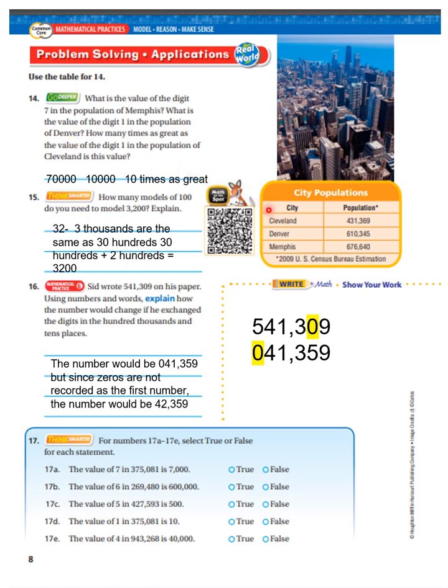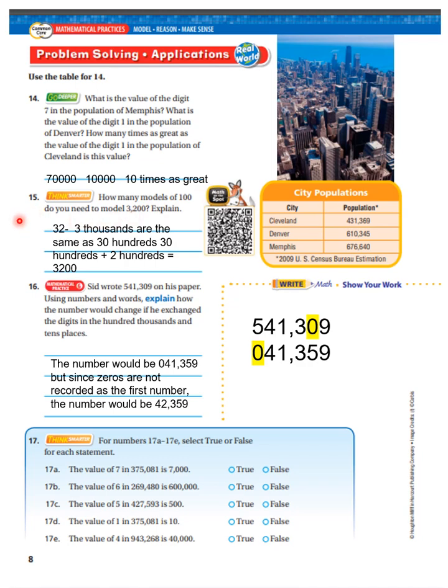It says, what is the value of the digit 1 in the population of Denver? Let's look at Denver. Let's look at the 1. What is that? 10,000. All right. It says the next part, how many times as great as the value of the digit 1 in the population of Cleveland is the value? Well, let's look at Cleveland. 1. It is 10 times as great. Okay? Let's look at 15.